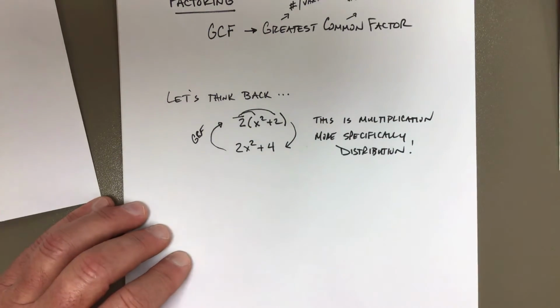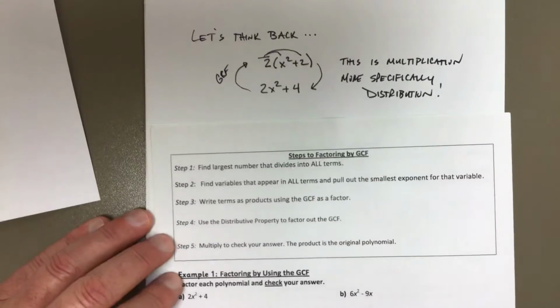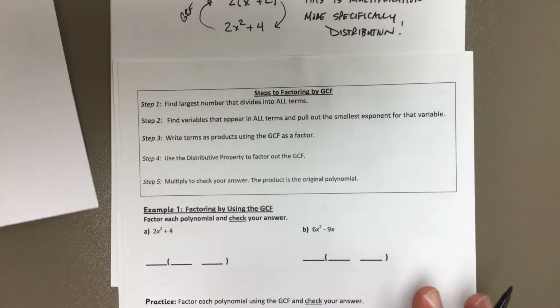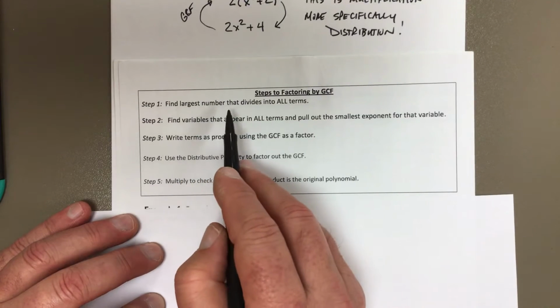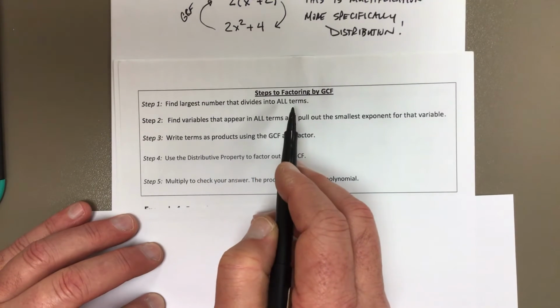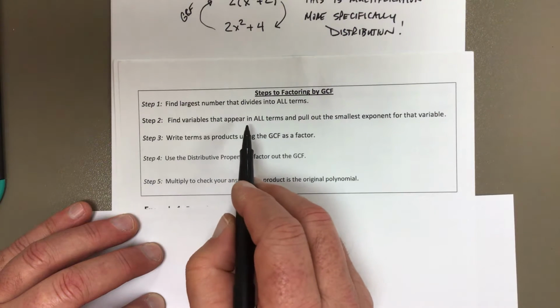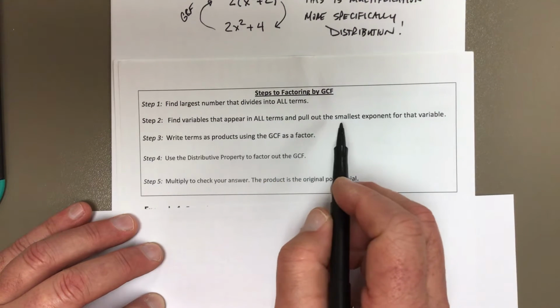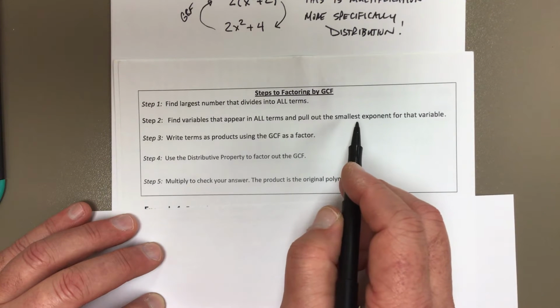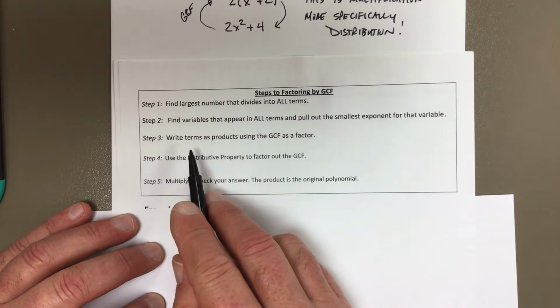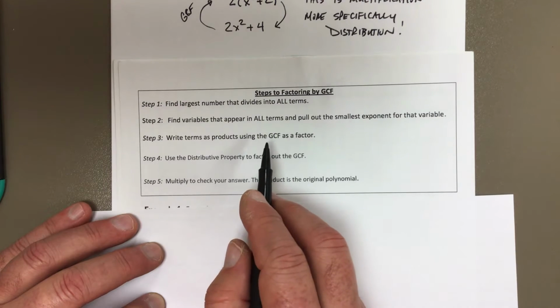So greatest common factor. Here is what you need to know about it. 1, you're going to define the greatest or the largest term that divides into all the terms. The variables that appear in all terms must be pulled out, and you pull out the smallest exponent. That's something that you're going to have to remember. And then you're going to write the terms as a product using the greatest common factor.